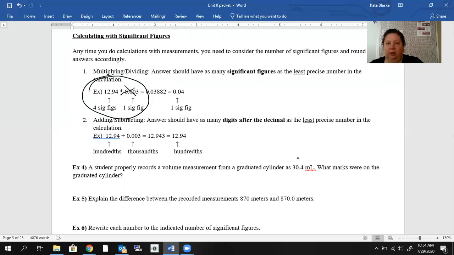When we're all done with our calculation, we look and we say, well, 1 goes to the hundredths, 1 goes to the thousandths. Hundredths is the least precise, so I need to have my final answer round to the hundredths. We don't need to round that up. We're dropping off a 3. 3s do not make other numbers round up.